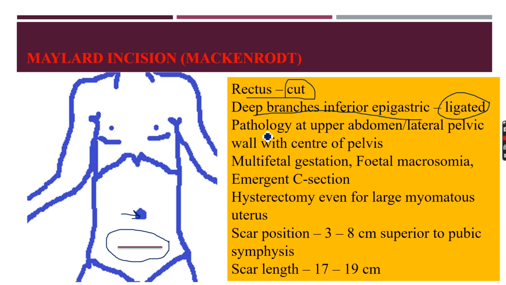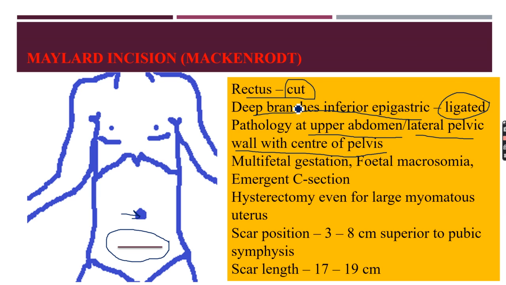And it is indicated in cases of pathological condition where there is pathology at the upper abdomen, means the upper part of the pelvis, and the lateral pelvic wall sometimes, along with the center of the pelvis if it is involved. So means extensive disease is there, even then you can use this Millard incision. Remember, there are two incisions, Venesteen incision, you already know that, and this one is Millard incision. So these two incisions are different and they have so many differentiating features.